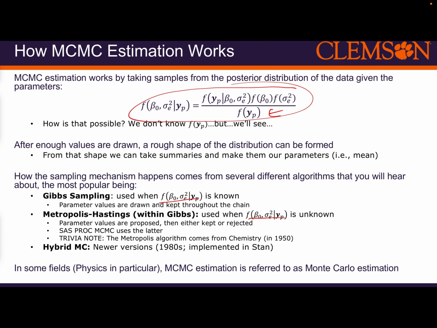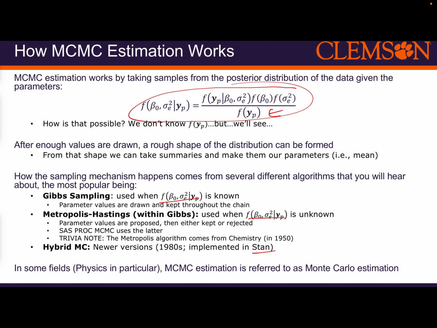Later versions, like the ones used in STAN, use hybrid Monte Carlo, sometimes called Hamiltonian Monte Carlo. They use a Hamiltonian dynamics process from physics. Don't get me wrong, I am not the guy to describe that to you. But what it does is it makes it so that fewer of these proposed values get rejected. So it tries to sample in places that have more information.